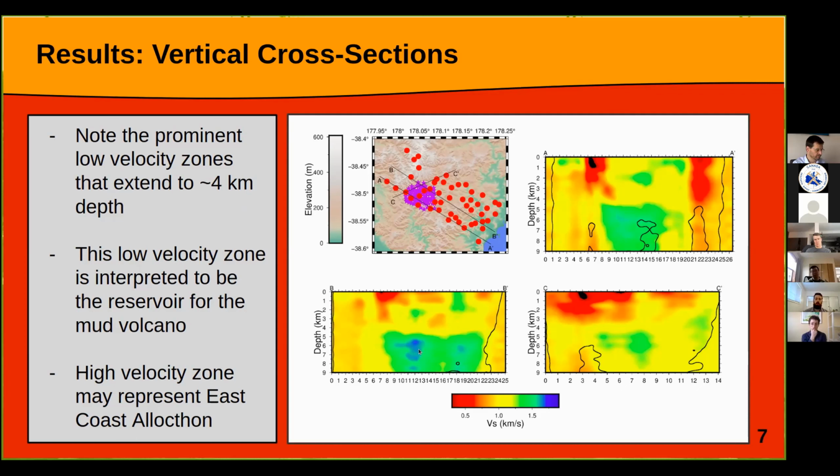And we also note a high velocity zone around 5 kilometers depth. We hypothesize that this might be the East Coast Allochthon, which in this case would be the basement rocks of the area. And we can see the two different mud volcanoes in this cross section, C to C prime, where we can see less than 0.3 kilometers per second.